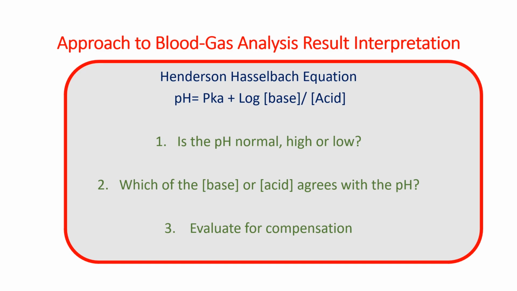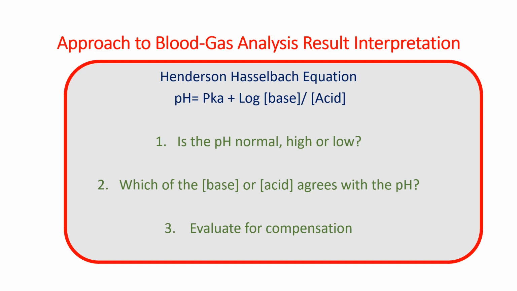In order to interpret the result, the first thing to check is the pH of the patient. Is the pH normal, high, or low? If the pH of the patient is normal, it means that the patient does not necessarily have an acid-base disorder. However, if the pH is high, it means that the patient has an alkalosis, which may be either metabolic or respiratory. And if the pH is low, it means that the patient has acidosis, which may be either metabolic or respiratory.